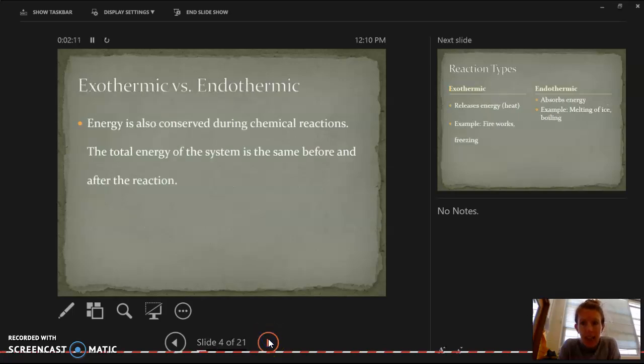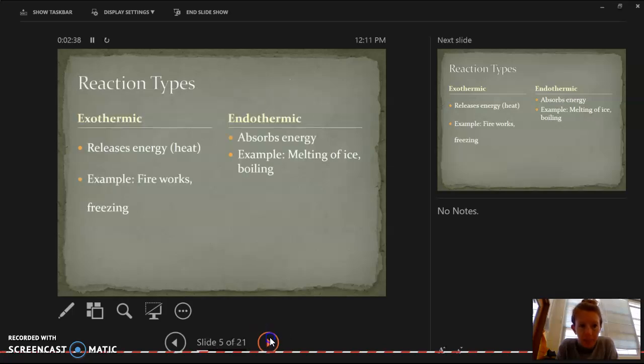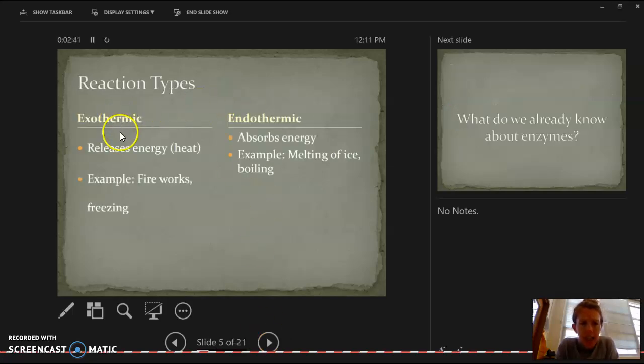Looking at reaction types, there are endothermic and exothermic reactions. Exothermic is when energy is going to be released, and endothermic is when energy is going to be absorbed. Remember, we talked about with ecology, not only is matter conserved, but energy is also conserved during chemical reactions. So the total energy of the system is the same before as it was after the reaction. And like I said earlier, exothermic reactions release energy, usually in the form of heat, and endothermic reactions absorb energy.